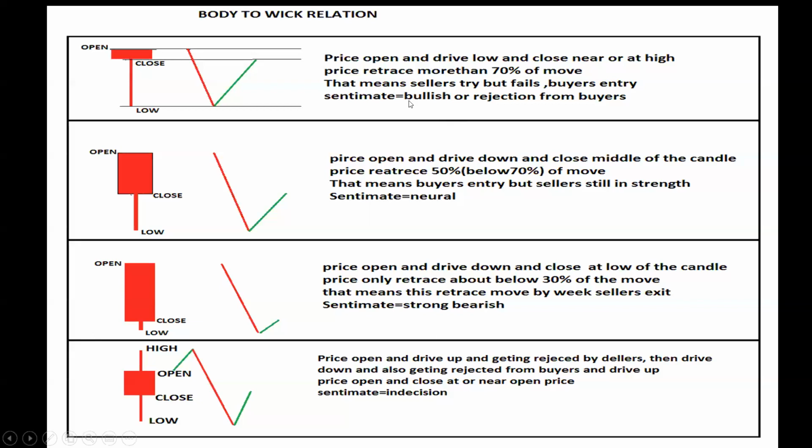So that's body to wick relation. If you do take a detailed look at this, start looking at the candles, like I say, work your way from top down, then come from the smaller time frames to the higher ones. It gives you a better visualization of what price is trying to tell you, i.e. the story, and we combine some of those things to make informed decisions in the market.